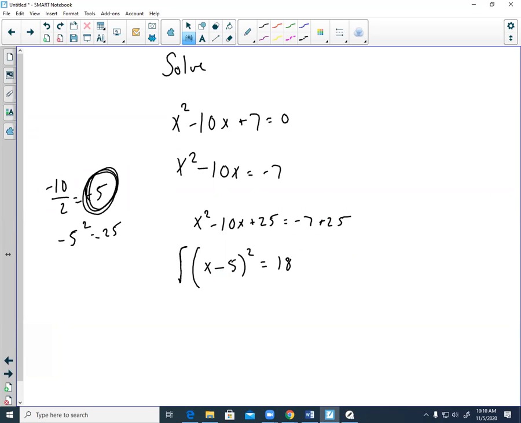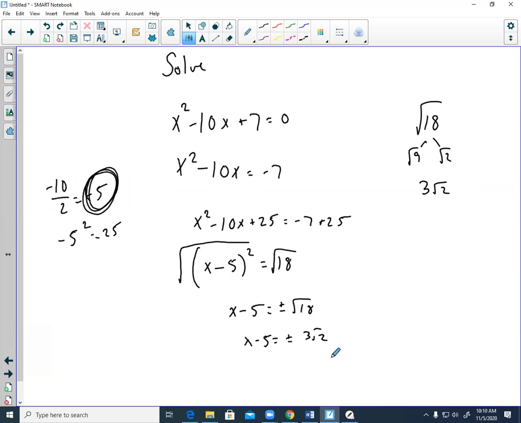And now we just solve. So we take the square root, take the square root. Up here, I'm going to take the square root of 18, and I know that the square root of 9 goes in there, and the square root of 2. So this is really the same thing as x minus 5 equals plus or minus 3 square roots of 2. So then it's x equals 5 plus or minus 3 square roots of 2.